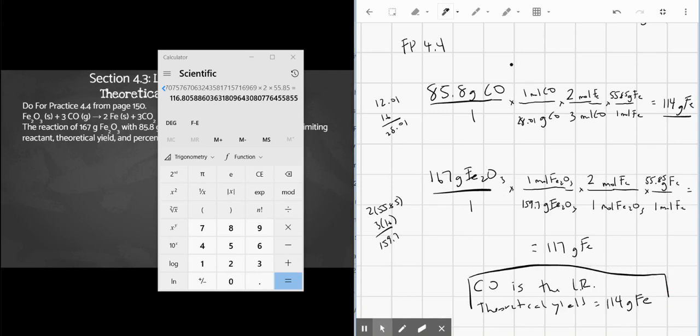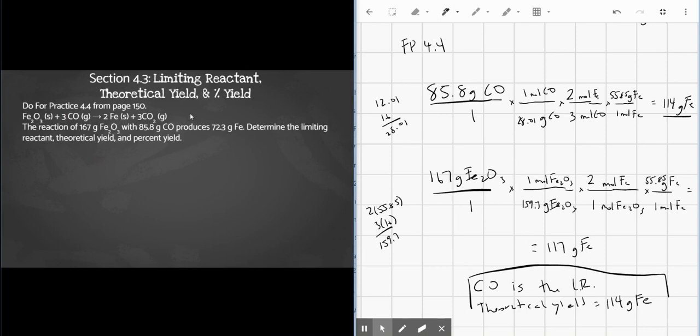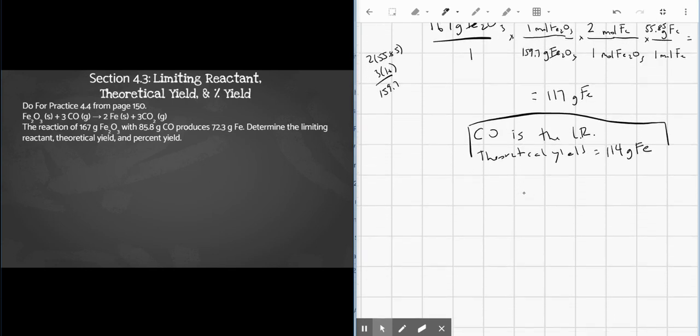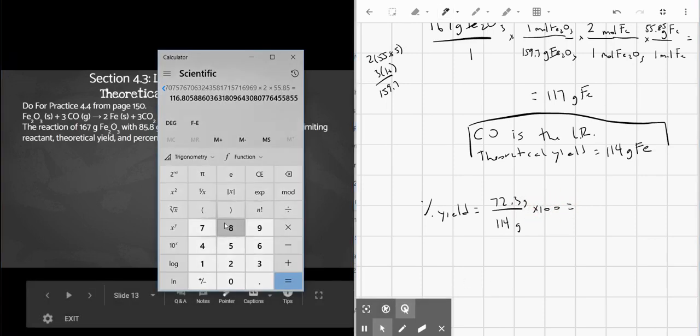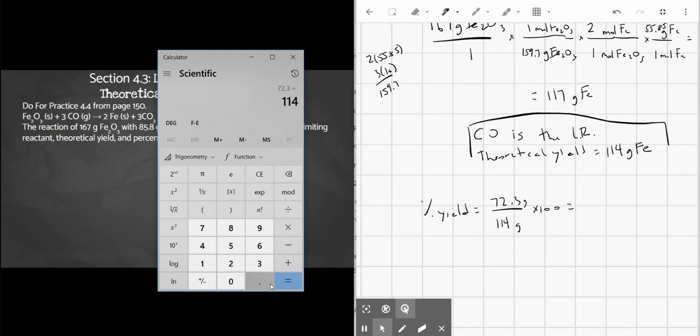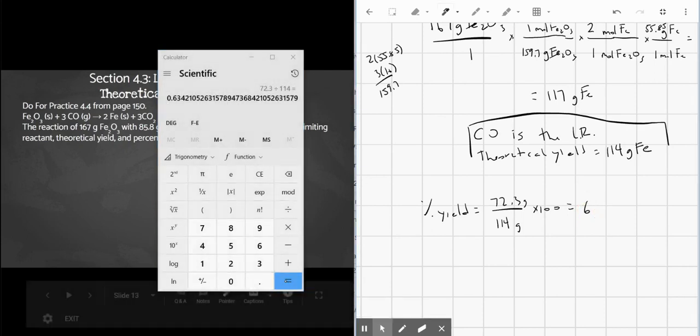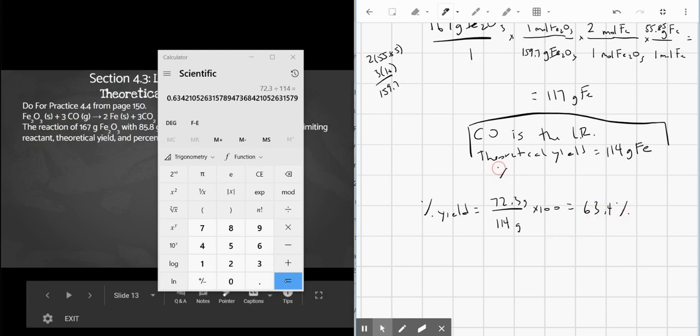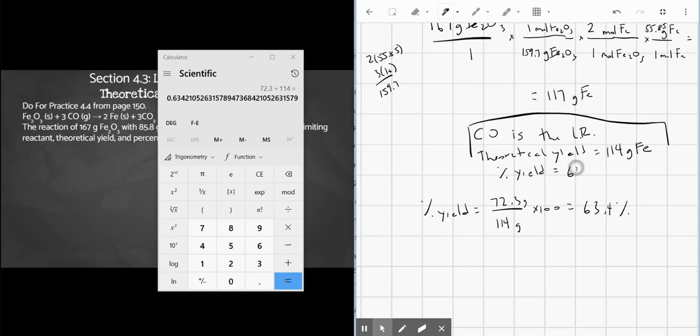Okay, the last part, it says find the percent yield. So we actually got 72.3 grams. So let's calculate that percent yield. Percent yield equals the actual over the theoretical times 100, and that would be 72.3 divided by 114 times 100. I get 63.4%. So the percent yield is 63.4%, and these are all of the things that the question asked us for right here.